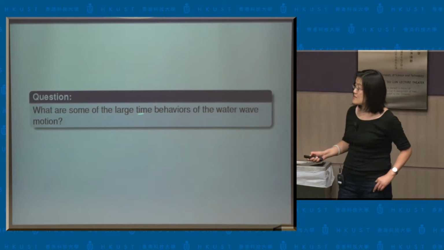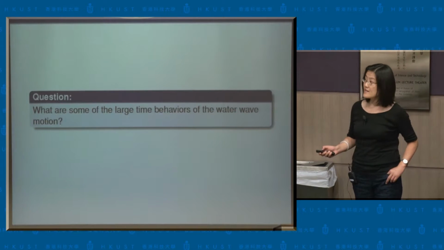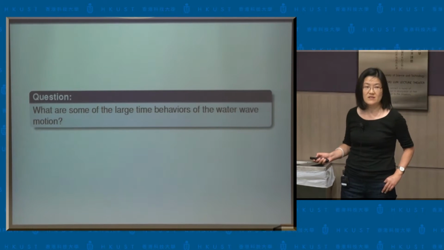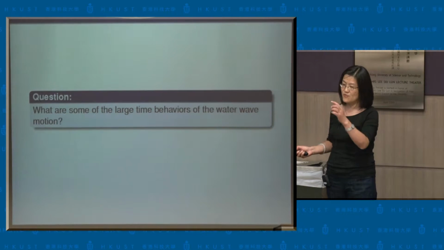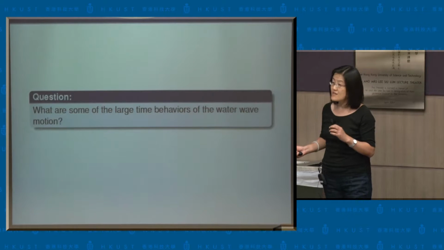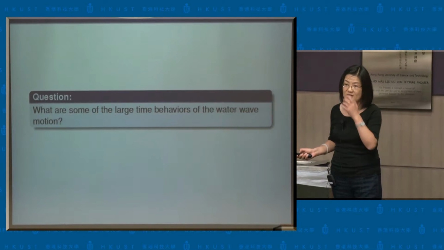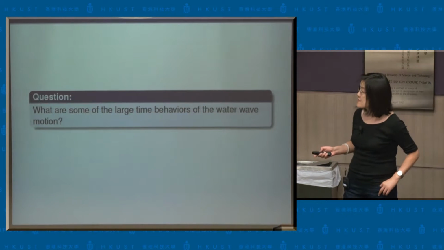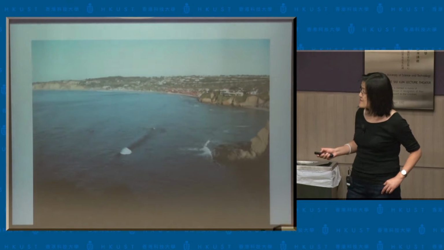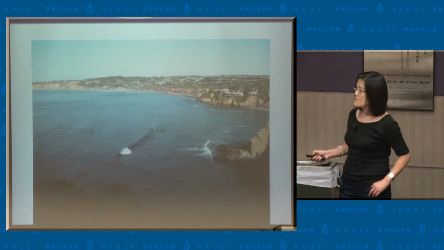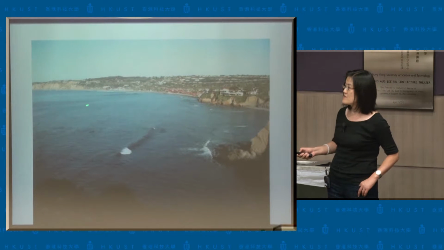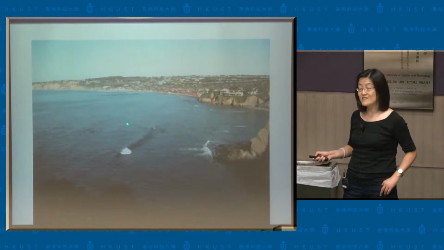Okay, so now with all this, the question that remains is, what are some large time behaviors? So we know that if initially it's smooth, it remains smooth just for some short period of time. Then what happens later? And in particular, we also want to know, say, what are some typical behaviors in water waves?